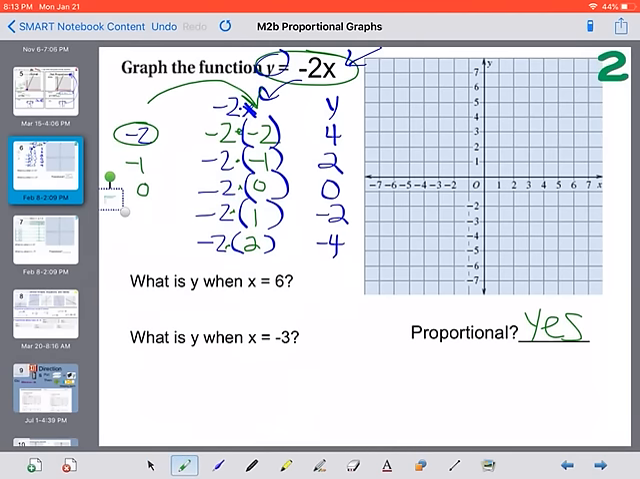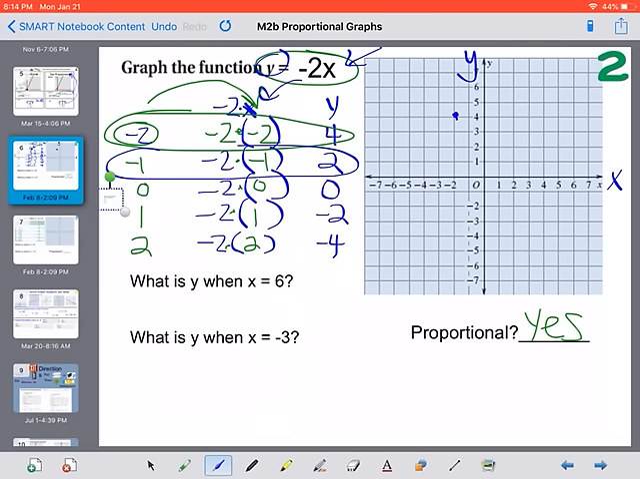So we have our points: negative 2, negative 1, 0, 1, and 2. So here's our first point. Negative 2, up 4. So remember, x is left to right first, then up and down. So negative 2, up 4. Then negative 1 to the left, right here, up 2.